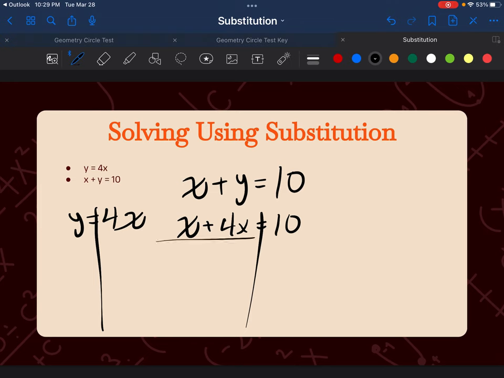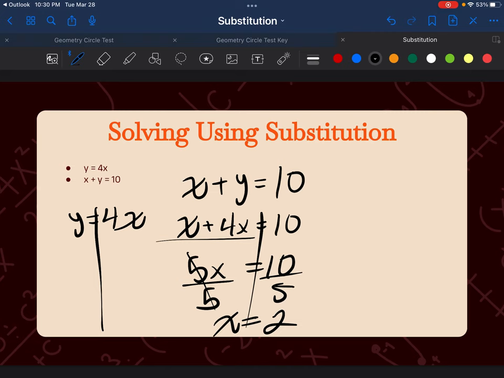Can I combine these two? Yes, x plus 4x is going to be equal to 5x. That's because remember, when we have an x by itself, there's going to be an invisible 1 in front of it. So we're going to have 1 plus 4 equals 5x is equal to 10. Now we got to get x by itself, so we're going to divide by 5. And we're left with x is equal to 2.